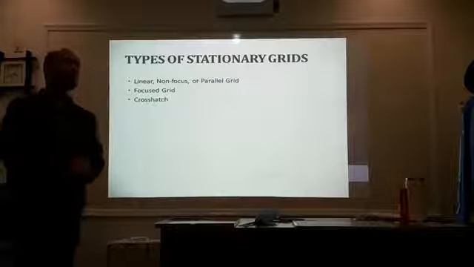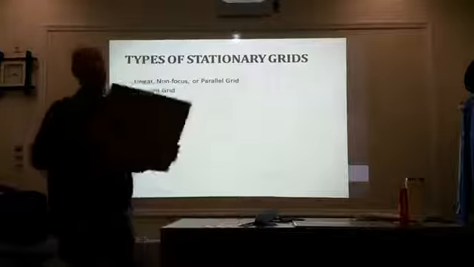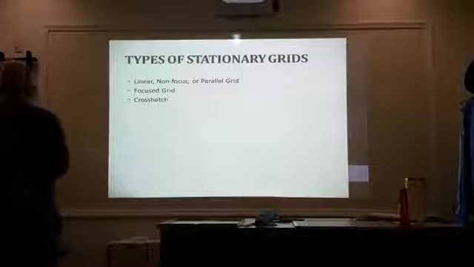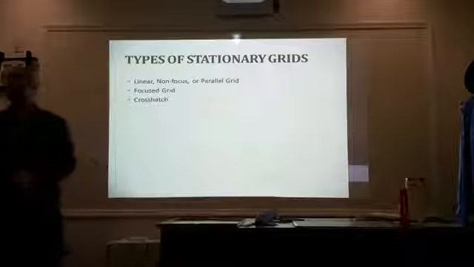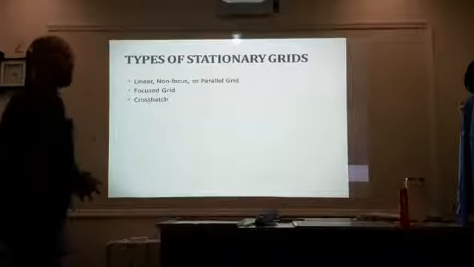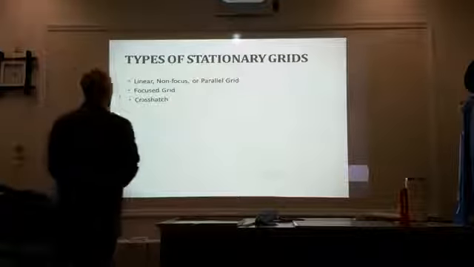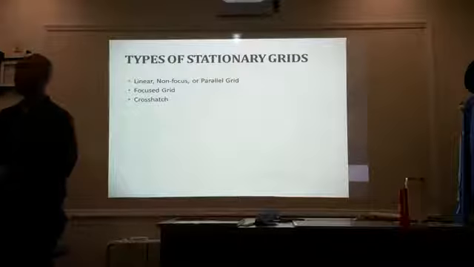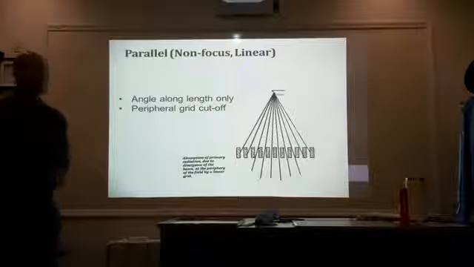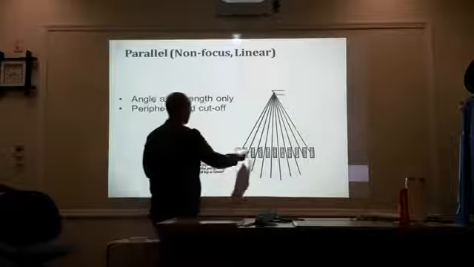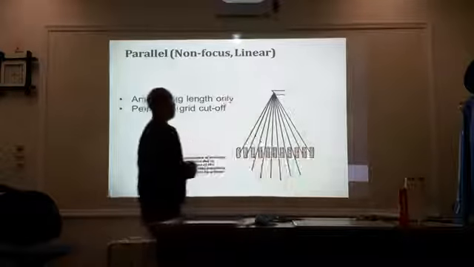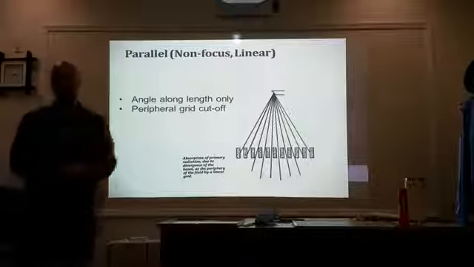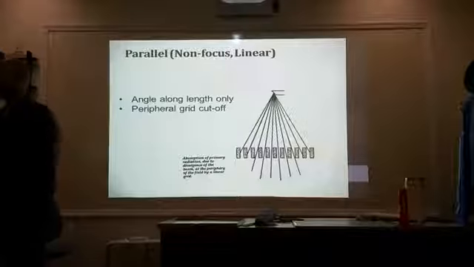Okay? Let's talk about the different types of stationary grids. We're talking about portable grids here. You've got your linear, also known as your non-focus, also known as your parallel grid. They all mean the same thing. Linear, non-focus, or parallel. The next one is focused, and the last one is crosshatch. The linear non-focus, the strips are straight vertical. Okay? The strips go along the length of the grid.